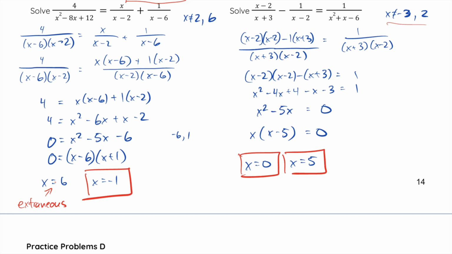So when solving rational equations, make sure at the beginning you include your excluded values, and that way you can check later on if they are in fact solutions or they are extraneous solutions.